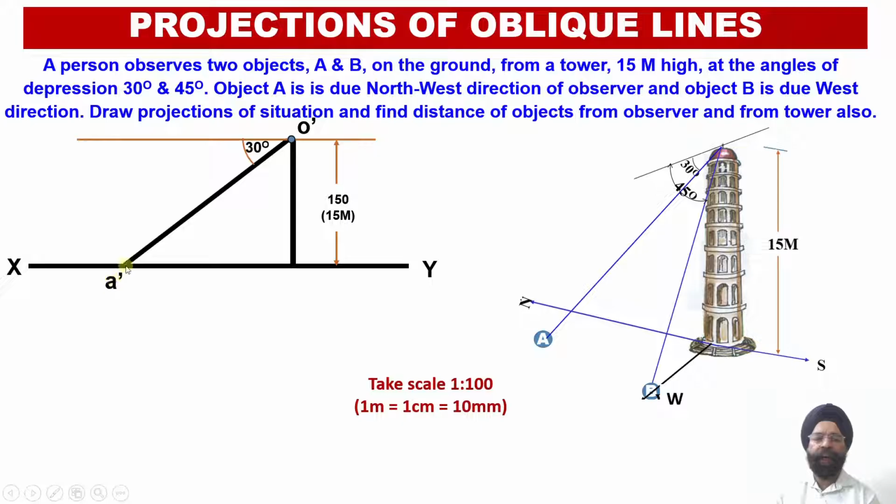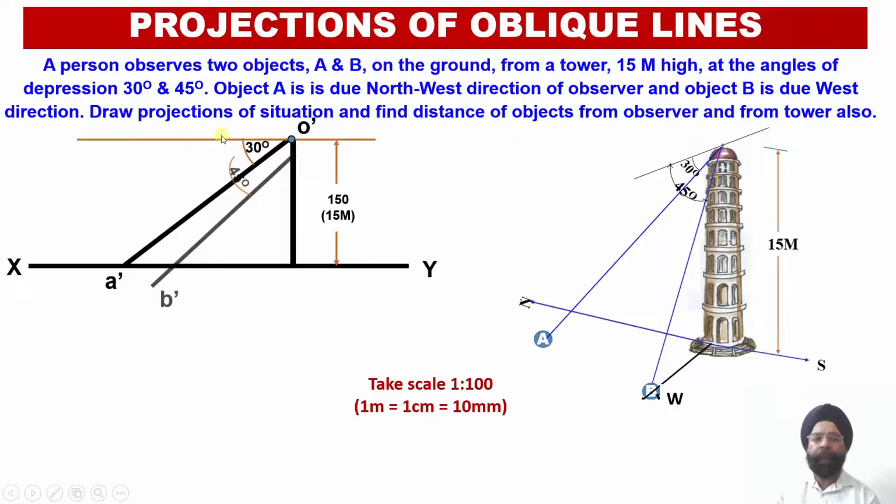Why have we located point A dash on the ground? Because the objects A and B are lying onto the ground. A person observes two objects A and B which are lying onto the ground, right? So the observer is situated at the top of the tower. Now with angle of depression 30 degrees, the observer is able to view the object named object A. So the front view projection will be A dash corresponding to this object labeled as object A.